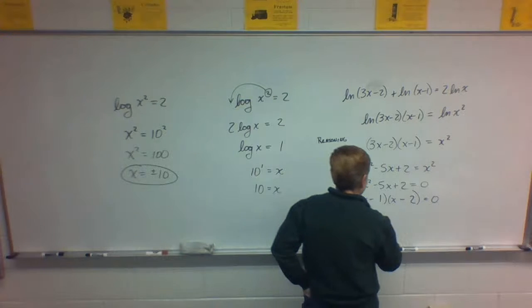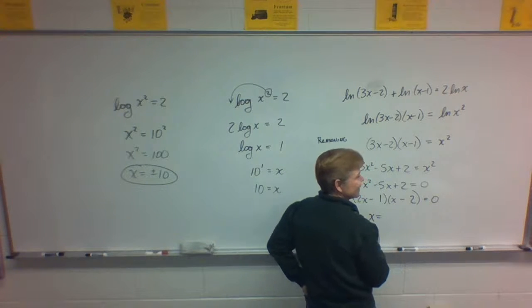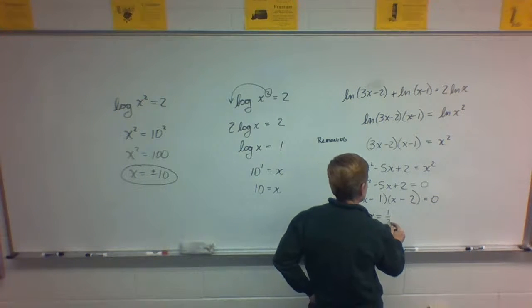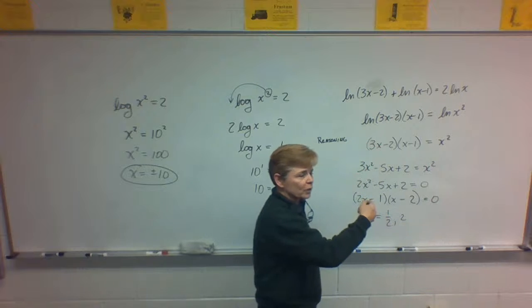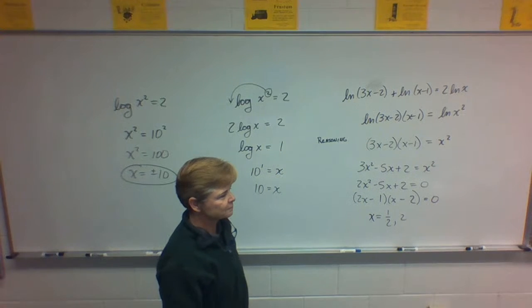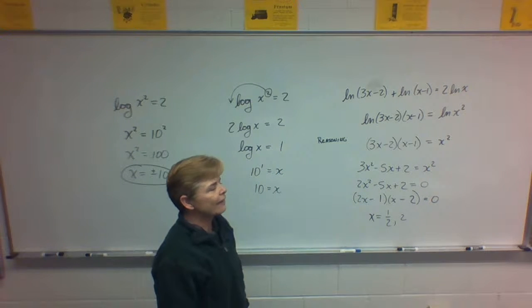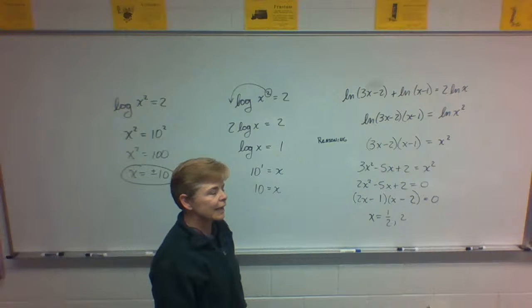So, x is either what? X is either 1/2 or 2. And your polyroot finder would have told you that. Okay. All right. Now the question is, do they both work? How do you find out?